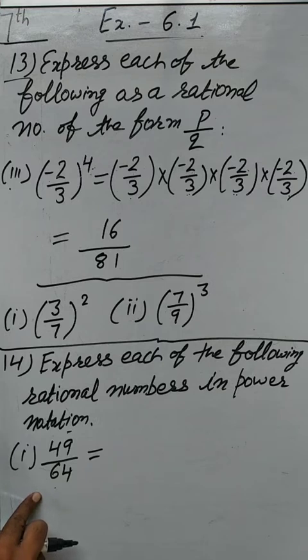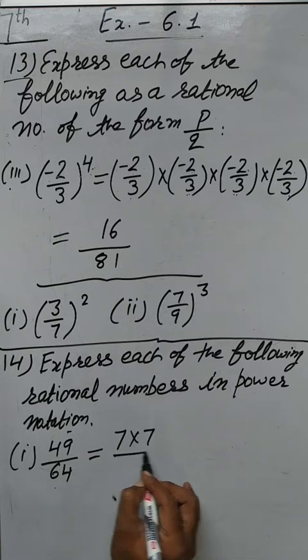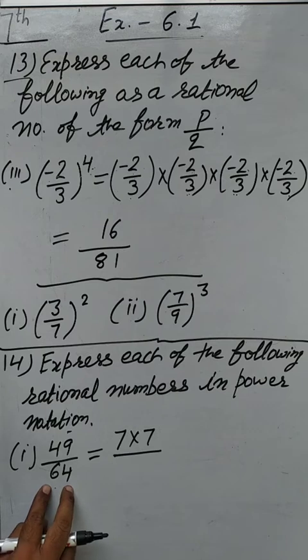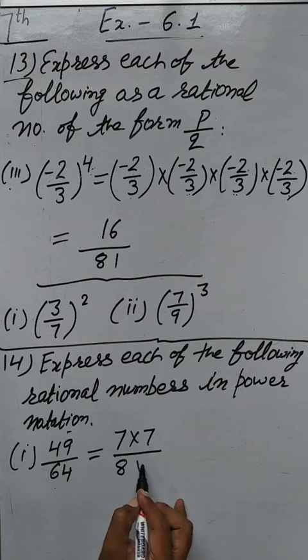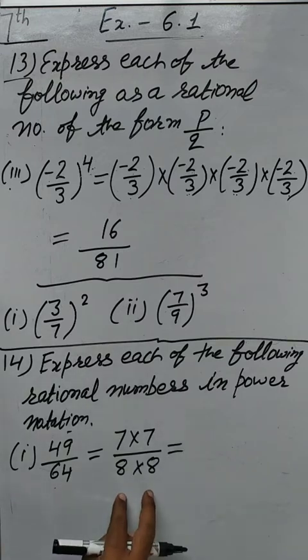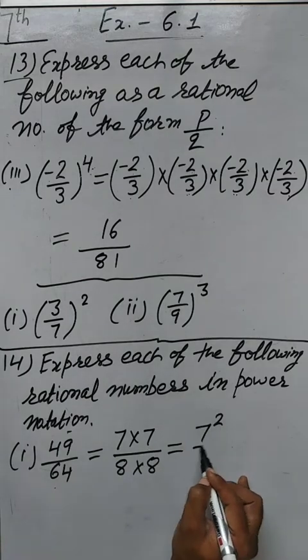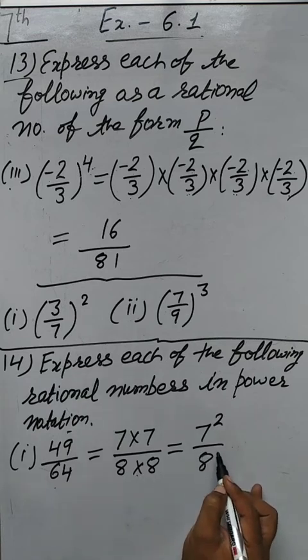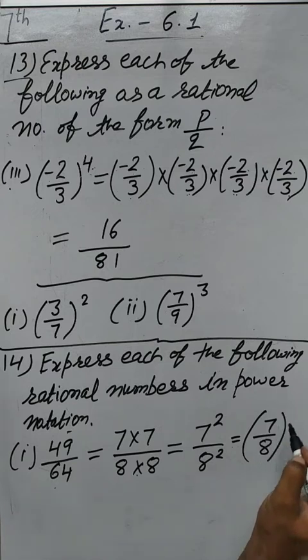Now the first part, beta, is very easy. 49 upon 64. You know 49. 7 sevens are 49. So 49 becomes 7 multiply 7. And 64 we can write, 8 eights are 64. 8 multiply 8, 64. So 7 multiply 7, 2 times, beta, becomes 7 raised to power 2. And 8 multiply 8, 8 raised to power 2. We can write it in the form of 7 upon 8 raised to power 2. Clear, beta? Understood?